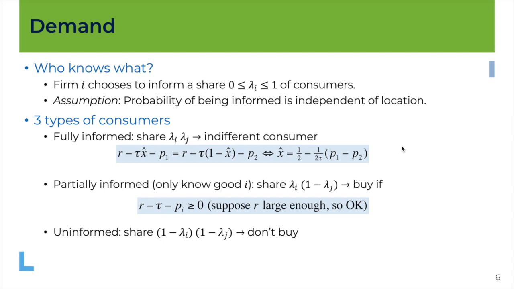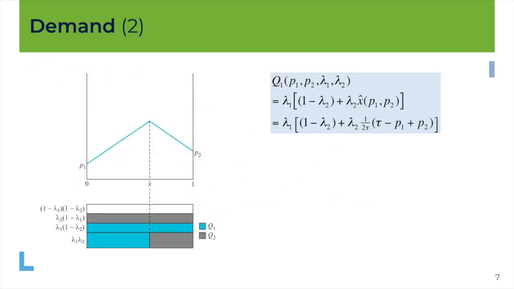Okay, so the total demand for firm 1 will come from these consumers in proportion lambda 1, lambda 2, who are considering both options, buying from firm 1 or from firm 2, plus those consumers who only know about firm 1 and who buy no matter what. Okay, so we summarize this here. This is the total demand for firm 1, given prices P1, P2, and advertising effort lambda 1, lambda 2.